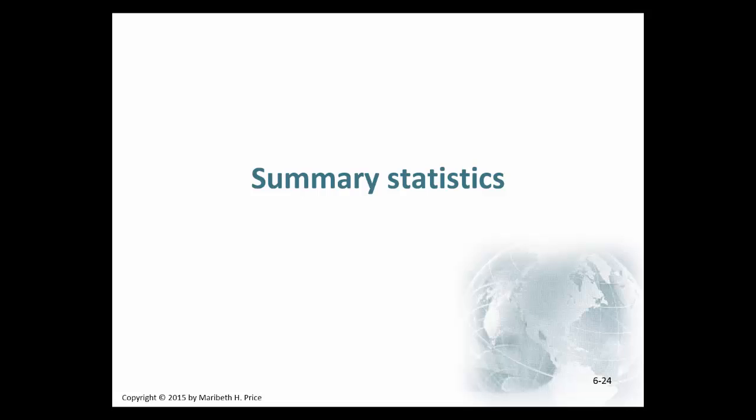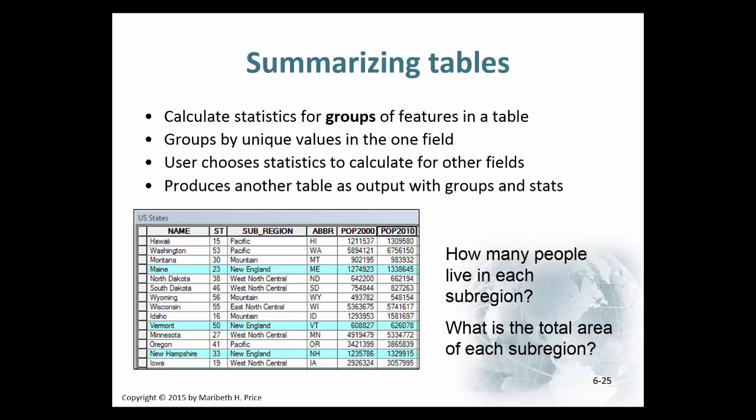Another powerful tool is the ability to generate summary statistics. Summarizing means grouping records together to determine totals, averages, and other characteristics. You can summarize all the records or only selected records. In this case, we can summarize the subregions to get the populations per subregion.